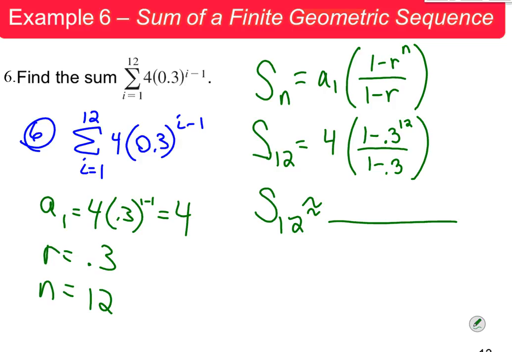You could, yep. If you put 0.3 in parentheses to the 12th, that's fine. If you do a parenthesis there, you have to have that numerator in a parenthesis also.